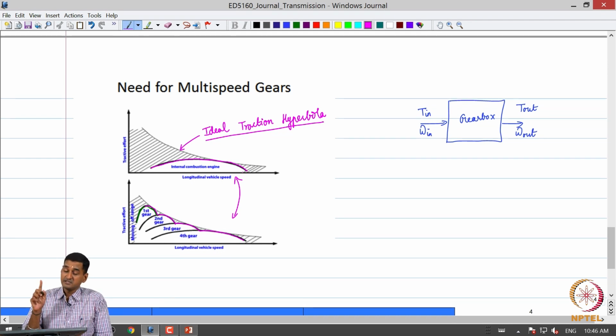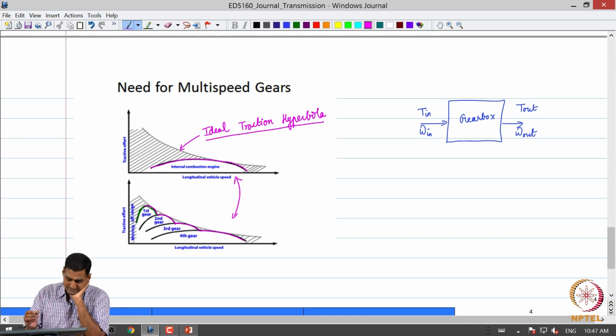Of course, the higher the number of gears, the better will be the match, because we can have a finer resolution as far as the speed range is concerned, in which we can switch gears. But then the cost of the gearbox would obviously increase. So there is a trade off between the number of gears and the complexity and cost of the system.